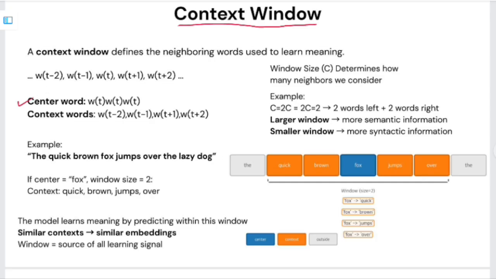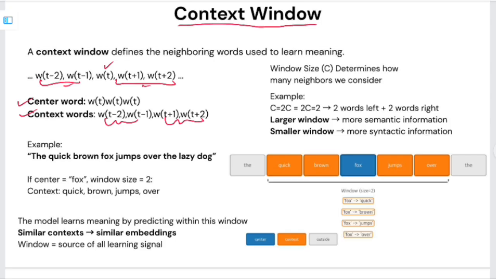And then you look at the words surrounding it. Might be two words to the left or two words to the right. These are called context words. Here, Wt is the center word and everything around it is its context.